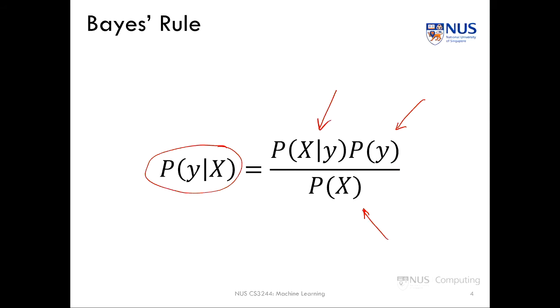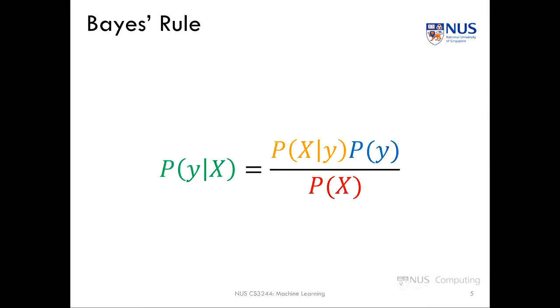By itself, this doesn't seem to help much because we're saying that in order to calculate the one on the left-hand side, we need three other probabilities from the right-hand side. But it's often the case that what's on the left-hand side is difficult to calculate. For example, what is the correct answer or label given some data that we have at our disposal?